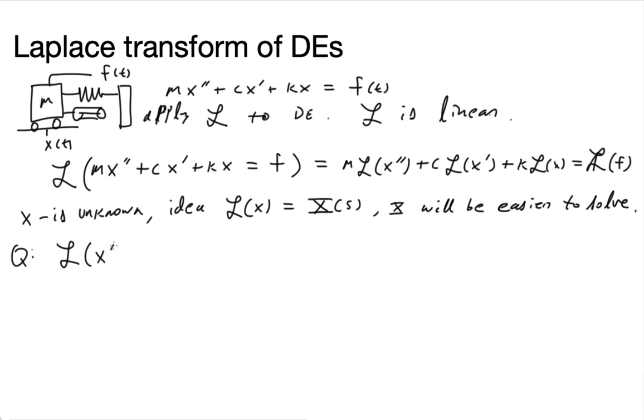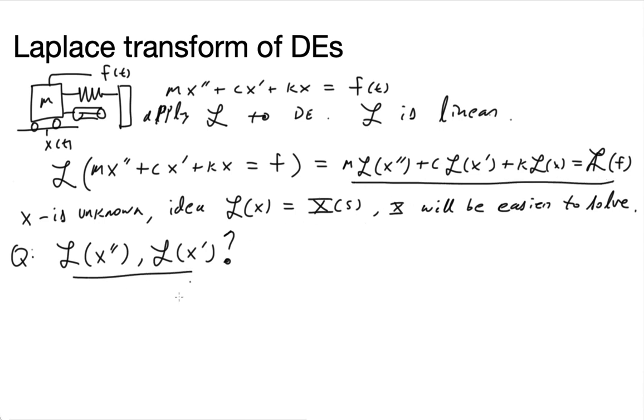But the problem, of course, is we still have a question. We don't know what the Laplace transform of x double prime is, or what the Laplace transform of x single prime is. So before we can tackle this problem, I'm still going to need to find these two things. That's actually fairly straightforward to do. What I'm going to do is write down the definition for the Laplace transform. So I'm going to start with x single prime.